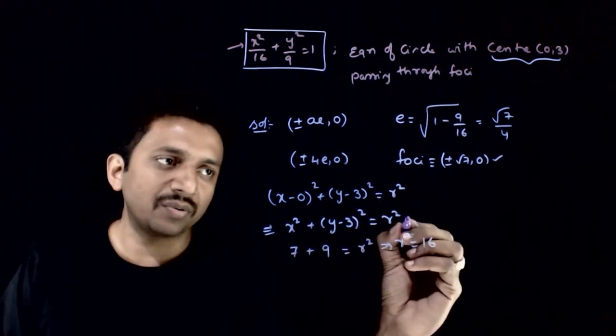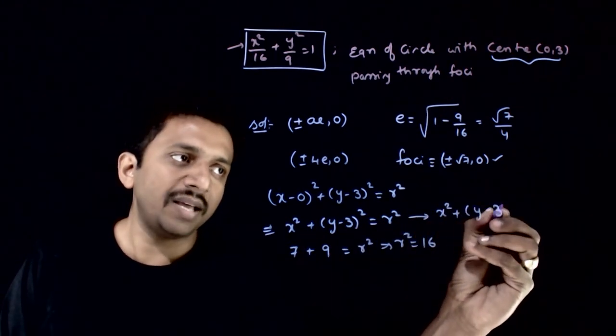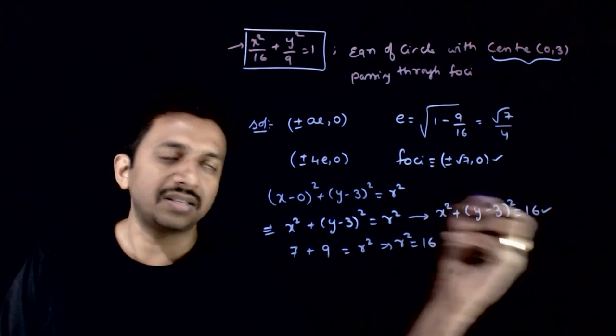So once you get r square, what is the required equation? x square plus (y minus 3) whole square is equal to 16.